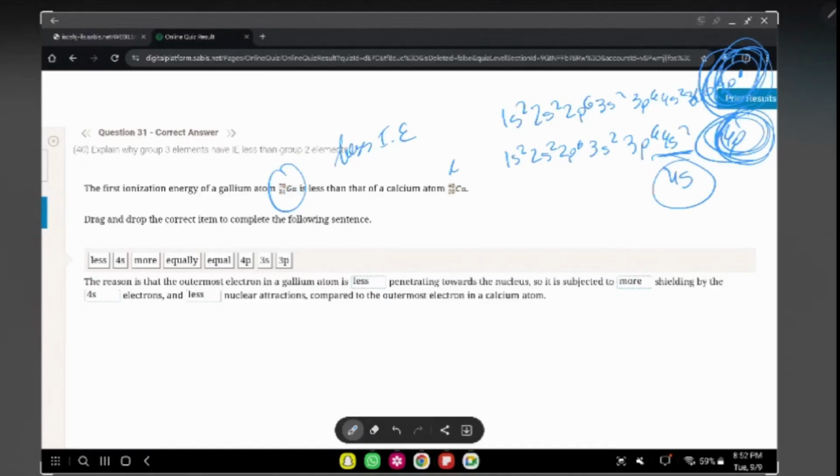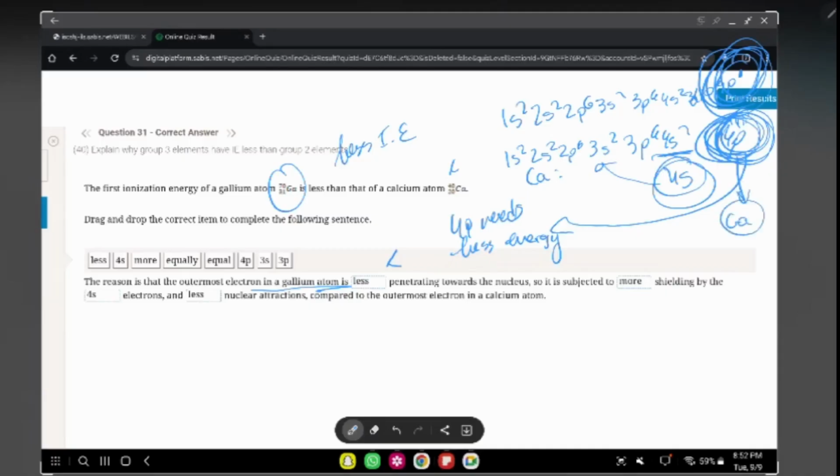Since they're easier to be lost, what's going to happen? Which one's going to be easier to be lost? Since gallium's electron is easier to be lost, is it going to have higher or lower ionization energy? Obviously, it's going to need less energy if they're easier to be lost. That's why 4p needs less energy. So the outermost electron in gallium is less penetrating towards the nucleus. So it's actually further away. Why? Because it's 4p, not 4s. 4s is for calcium. 4p is for gallium.